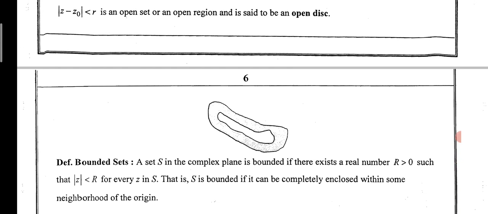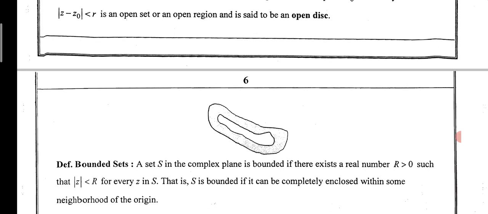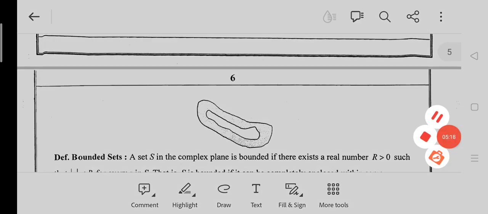A set S in the complex plane is bounded if there exists a real number r greater than 0 such that mod z less than r for every z in S. That is, S is bounded if it can be completely enclosed within some neighborhood of the region. This is called a bounded set.